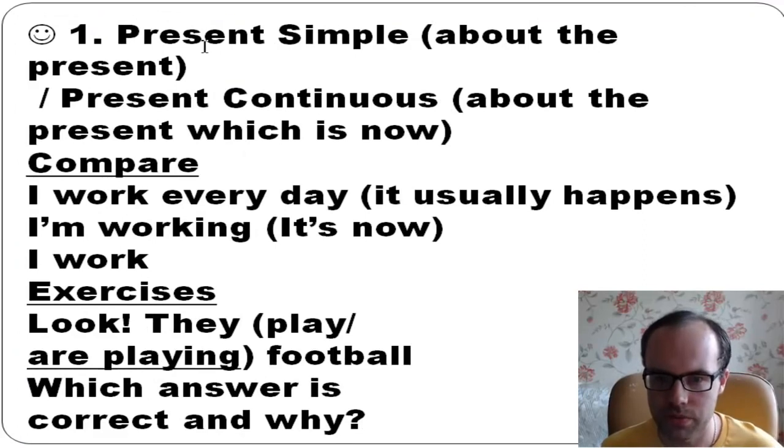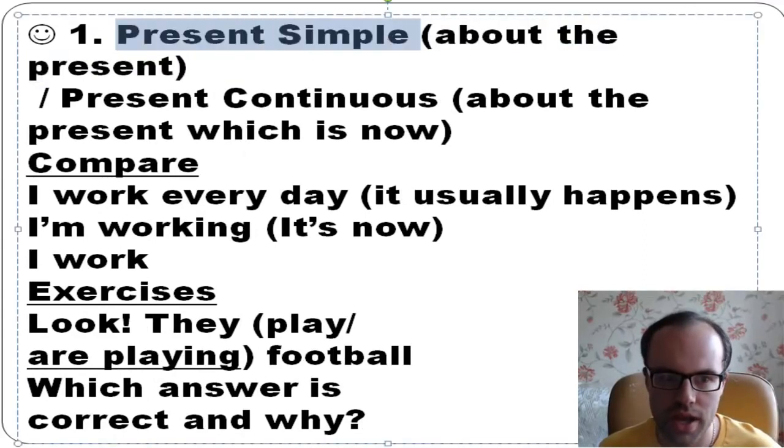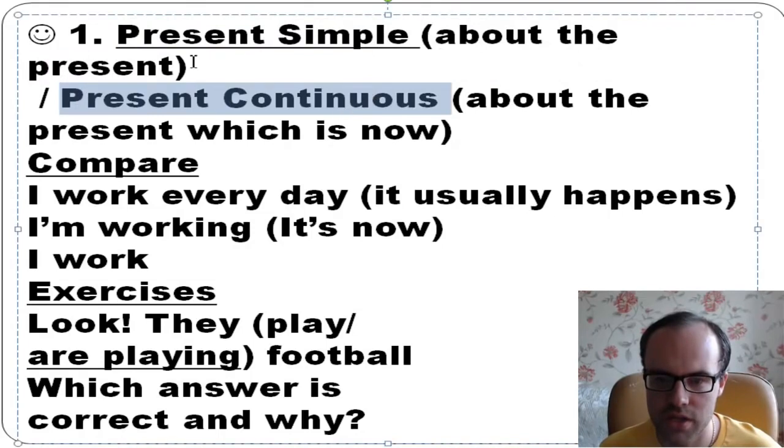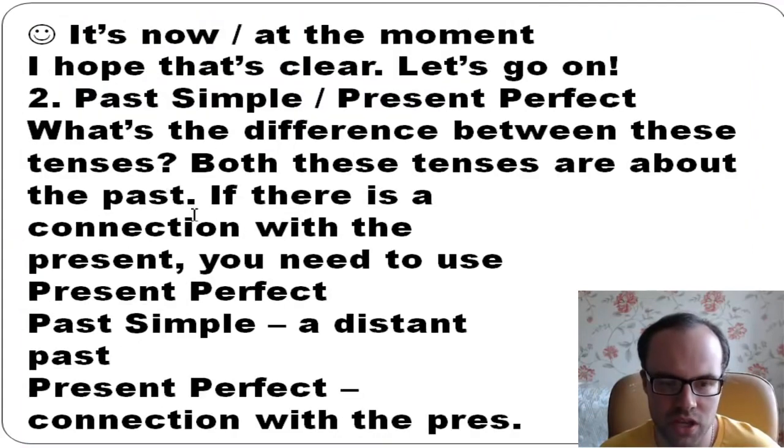Present simple is about the present, and present continuous is about the present, which is now. So compare, I work every day, it usually happens. I'm working, so it's now. If you say I work, it also means it usually happens. Exercises. Look, they play football or they are playing football. Which answer is correct and why? It's are playing because it's happening now, at the moment. I hope that's clear.